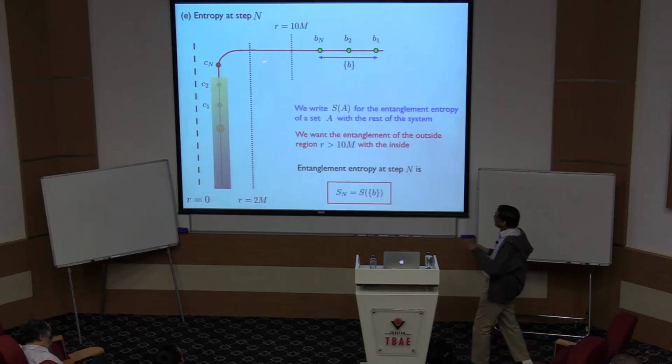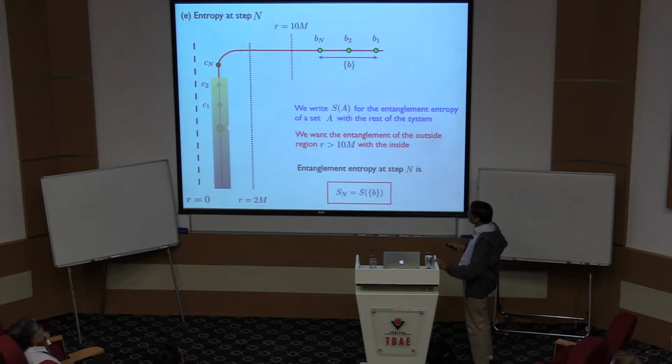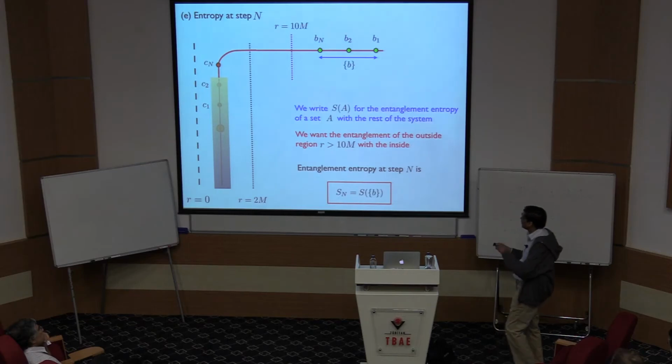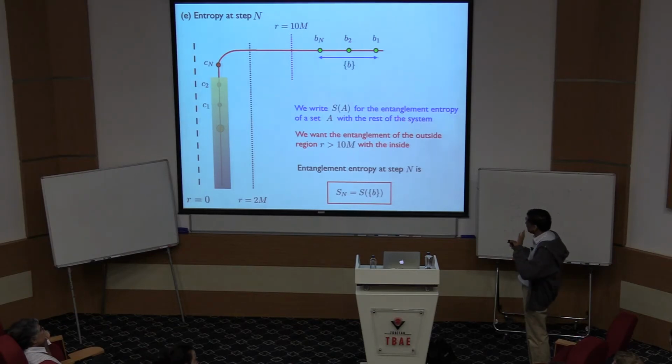So what happens at step n? Up to step n, some particle pairs have come out: C1 entangled with B1, C2 with B2, and so on, and there can be small corrections, up to Cn with Bn. Remember, this set was called B, this is my dividing line, everything same as before, and this is our notation. S of some set A is the entanglement of the set A with the rest of the system. I'm just reviewing all the notation we have taken. And what we want to compute is the entanglement of the outside with whatever is inside.